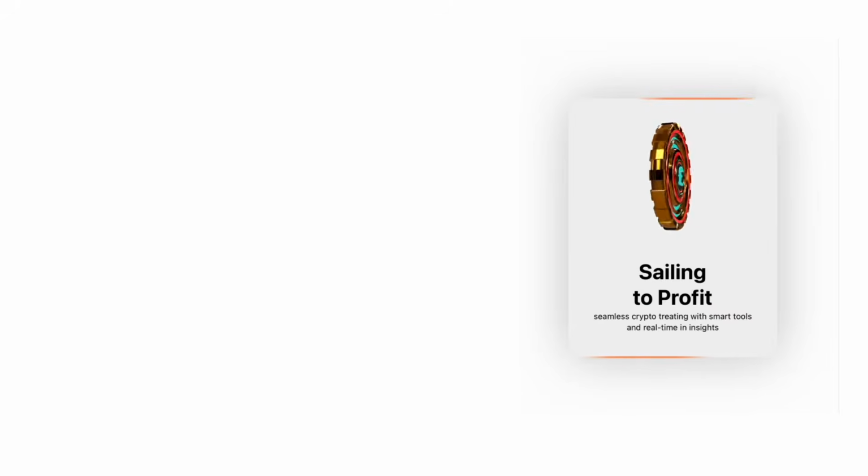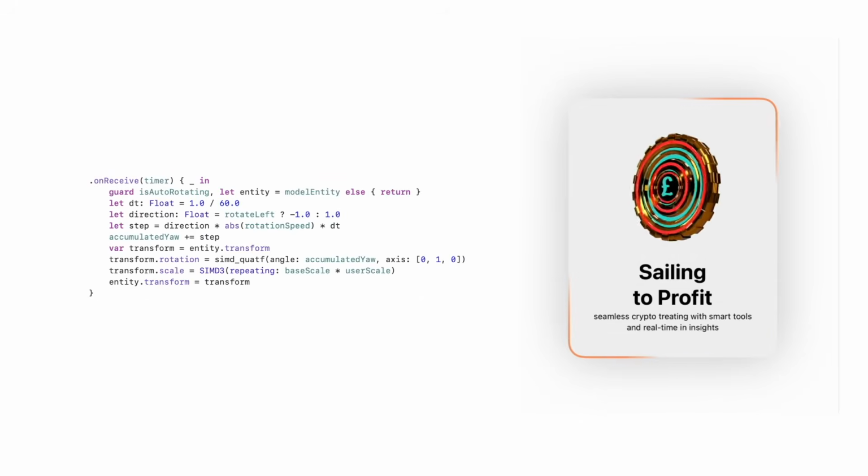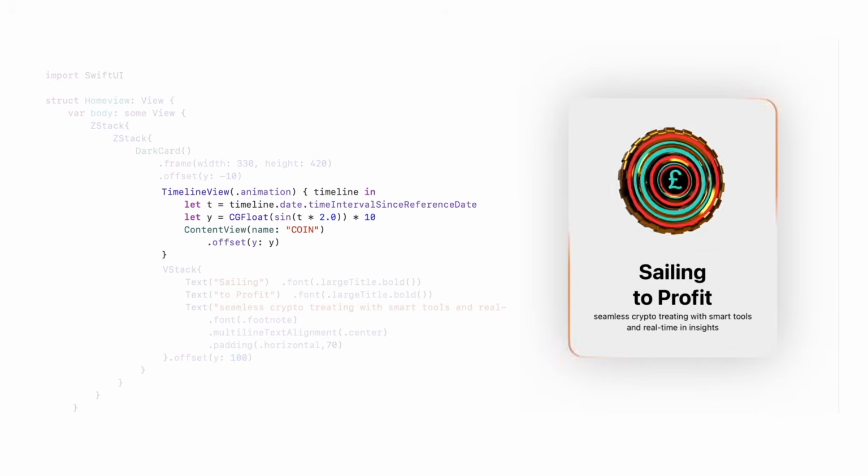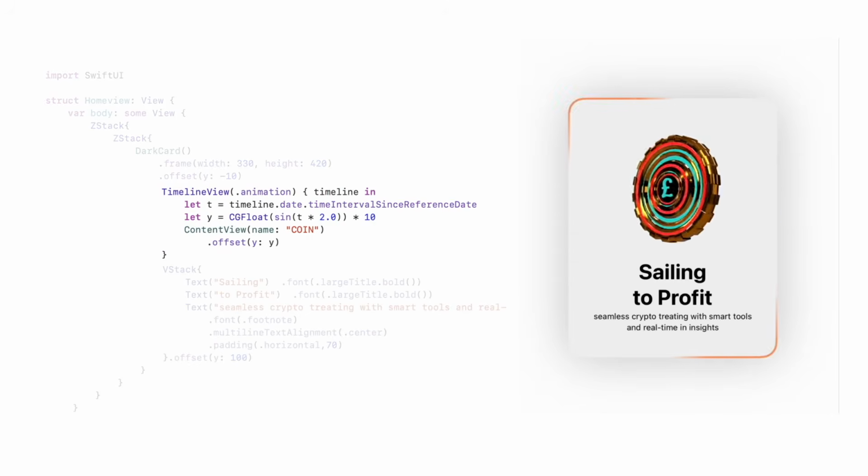Now we add a bouncy effect. We can't use a normal animation here because we're already using onReceive to drive continuous rotation. That's why we use TimelineView, which works like a built-in animation loop that updates every frame.